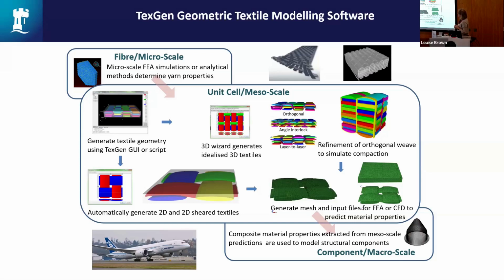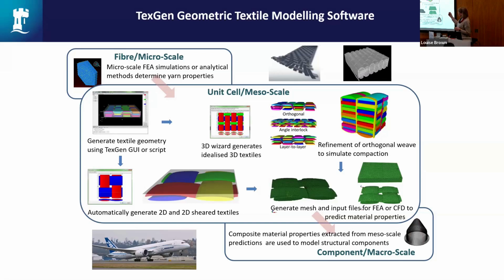So TexGen basically enables you to create textile models. I'll go into a bit more detail in a bit about how it's set up, and you would typically use that to predict the material properties of the composite. Elastic properties, say, and then you can feed those into your microscale design, to your airframe type scale design.